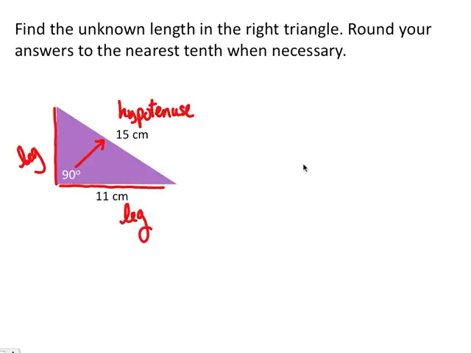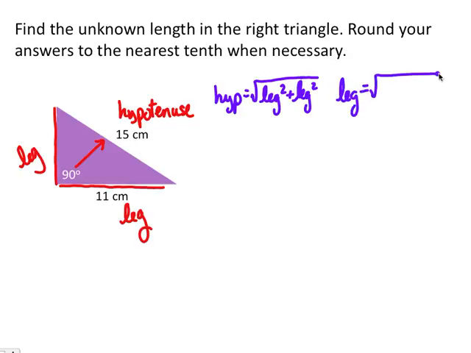So we've got two formulas that we use here, and we'll go ahead and put both of them down. First one says the hypotenuse equals the square root of the leg squared plus the leg squared. The other one says the leg equals the square root of the hypotenuse squared minus the leg squared. And we have to figure out which one to use. Well, it's all based on what you're trying to find.